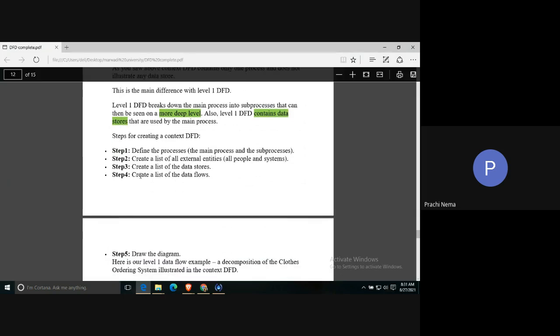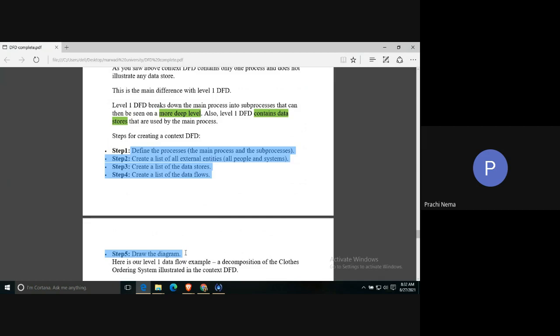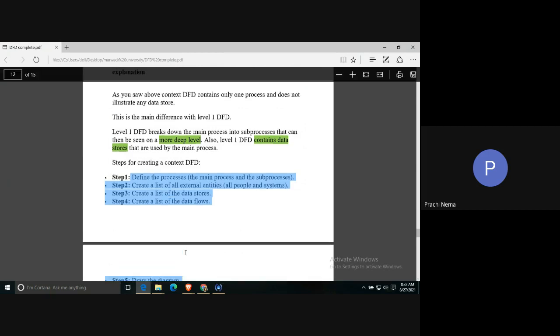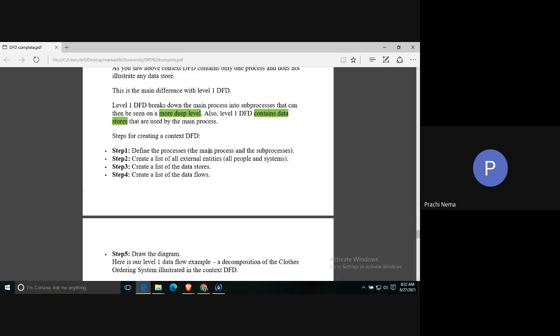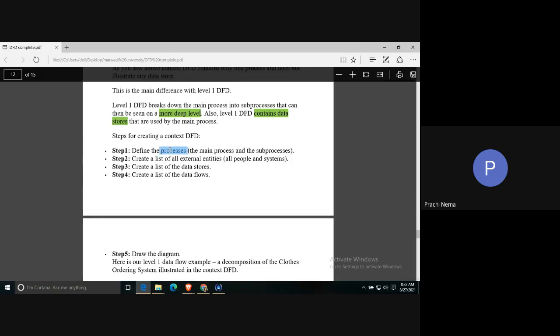See, in previous DFD, that is level 0 DFD, we had 4 steps, but here the count of steps has increased to 5. Let us see how. Step 1 is define the process, but not a single process. Here there are going to be multiple processes. So it's written define the processes. Okay. So you can have main process and sub process. So that is the first step.